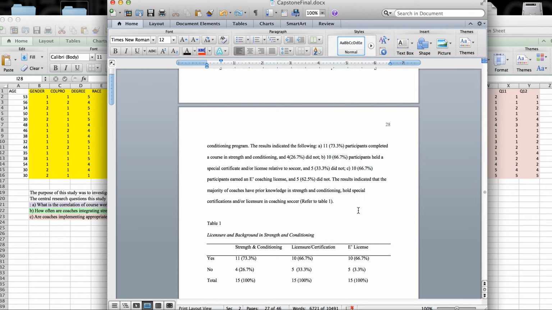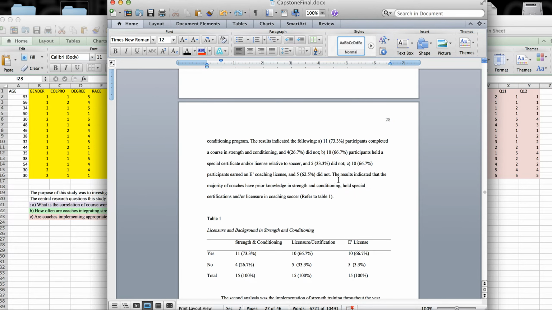And again, you can see from her data set that she had 3 questions for this, and she posed the results very scripted. The final sentence is very important because it gives a brief summary of what the section was about. So it would start here where she begins. The results indicated that the majority of coaches have prior knowledge in strength and conditioning, hold special certifications, and are licensed in coaching soccer. So that basically is a summary of the results as it relates to addressing the first central research question. You always then refer to Table 1.